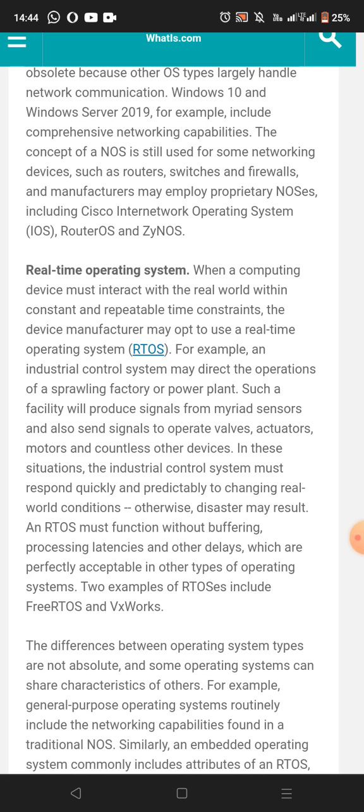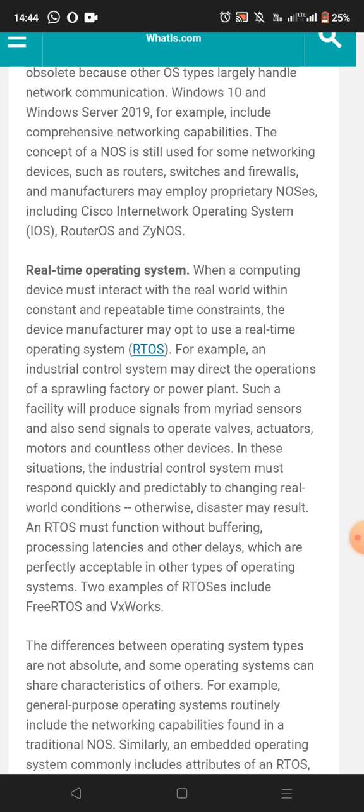Such a facility will produce signals from myriad sensors and also send signals to operate valves, actuators, motors, and countless other devices. In these situations, the industrial control system must respond quickly and predictably to changing real world conditions.